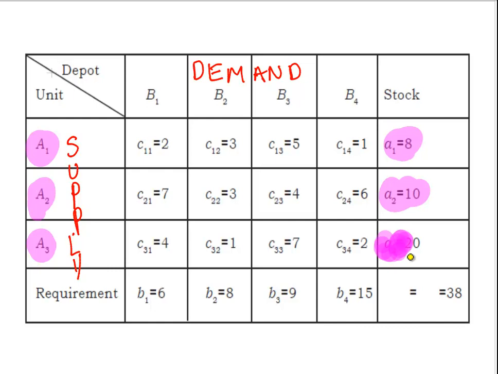But the demand from the four depots is different. B1 demands only 6. B2 demands 8. B3 demands 9, and B4 demands 15. Just as a remark, this is a balanced problem, that is, the supply equals demand.